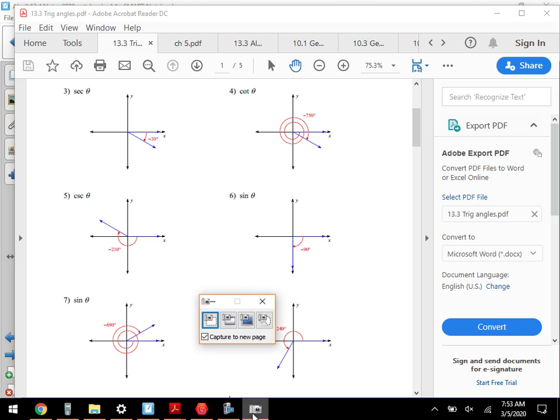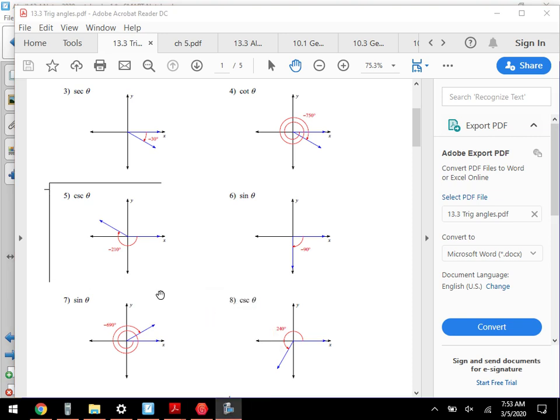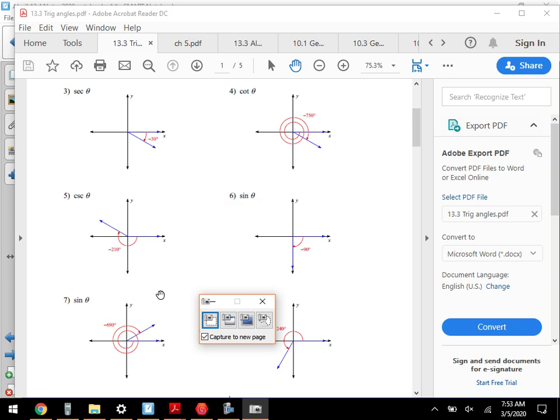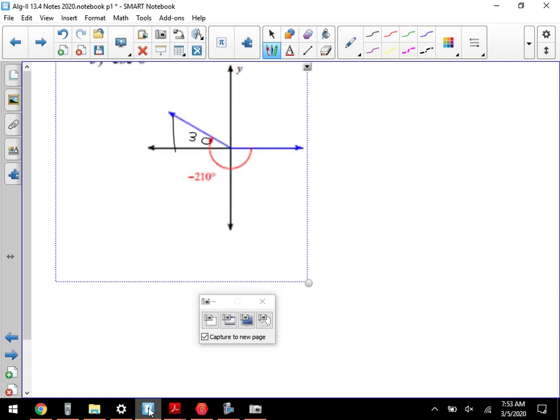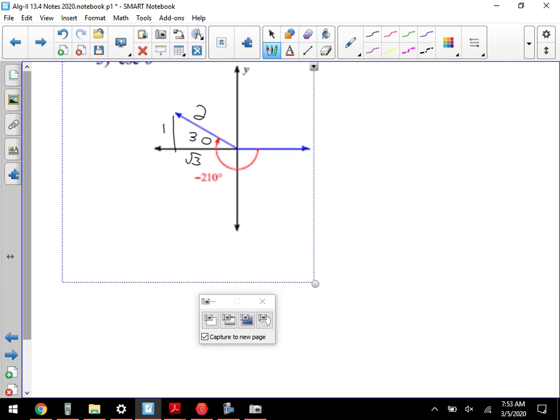Negative 210, spun around into your second quadrant. What's your reference angle if you came up off of 180? 30, very good. So we have a reference angle of 30 degrees. Opposite your 30 is the 1, adjacent to it is the negative root 3, and your hypotenuse is 2. This one was a cosecant. Cosecant is the reciprocal of sine. Sine is positive in the second quadrant, so cosecant will also be positive. Sine is opposite over hypotenuse. Your opposite is 1, your hypotenuse is 2. So the reciprocal of that is 2.